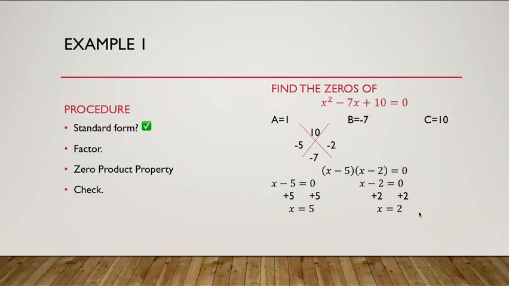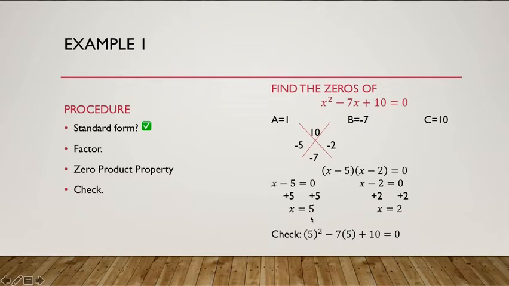And then, like a good mathematician always does, we check our work. So taking the 5 and taking the 2, we'll substitute those individually into this equation for x. And we'll see, does that actually make the equation true?